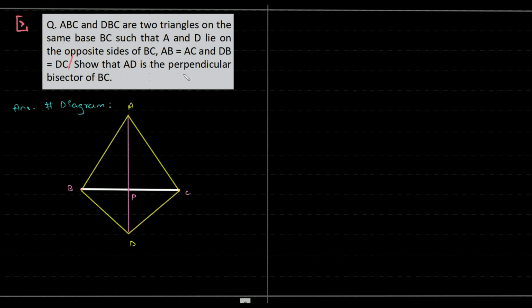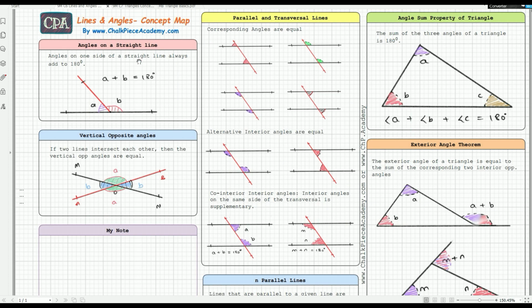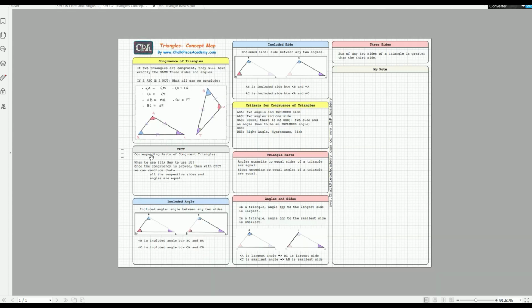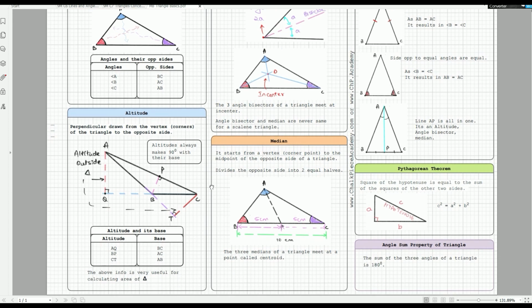My question to you guys is, what is a perpendicular bisector? Before answering any question, you need to know what the term is. On to our concept map. Let's look at this. It's there under isosceles triangle, right? We have a perpendicular bisector. If you guys want it in a bit more detail, I think I have it somewhere. I have it. Perpendicular bisector.